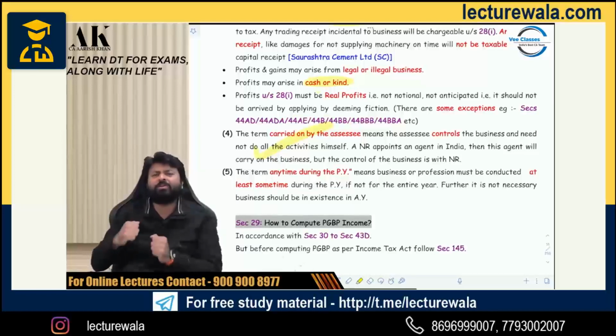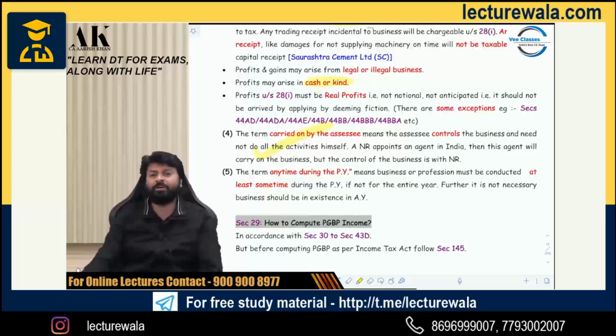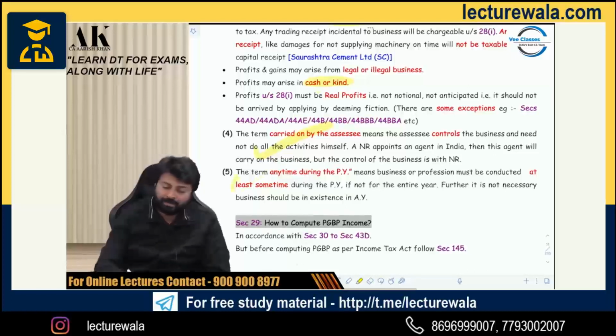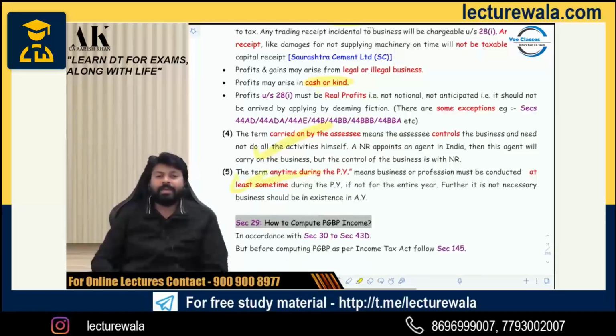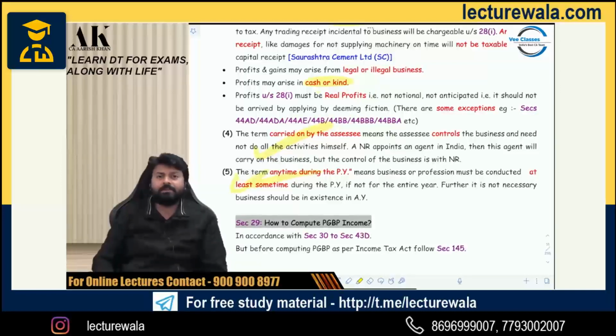So for one who controls the business will be called as what? Carried on by the SSE. And last but not least, it should be carried out at any time during the previous year. So business should not be carried out for the whole year. It should not be carried out for 365 days. It should be carried out for some time during the previous year. Even if it is done for some time during the previous year, it is sufficient.